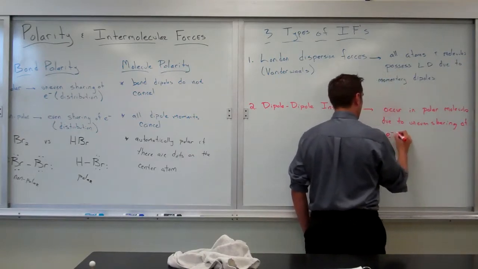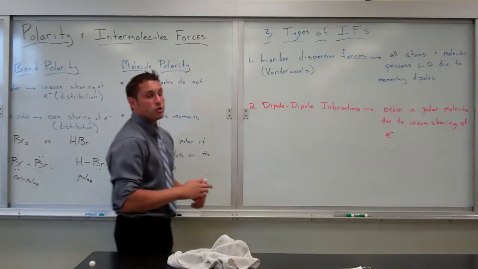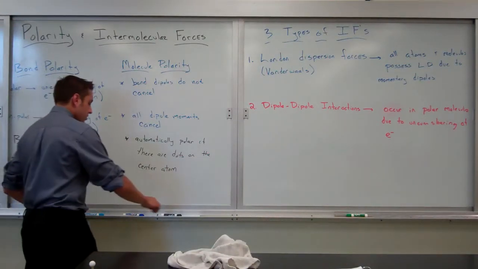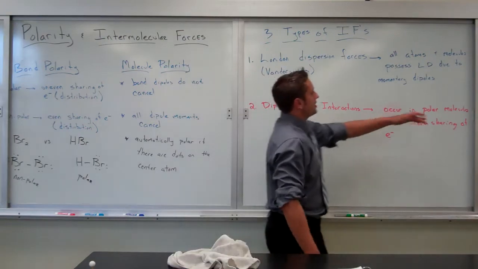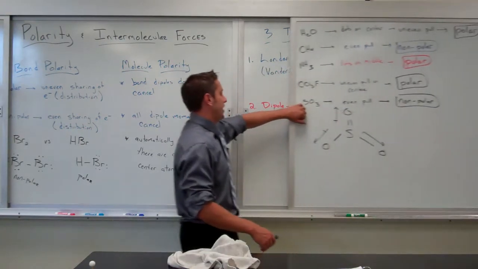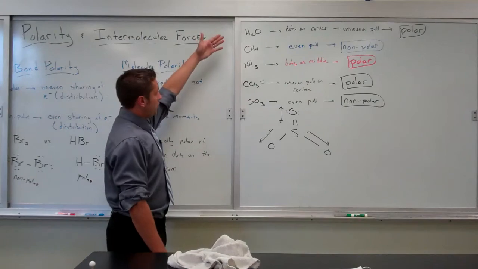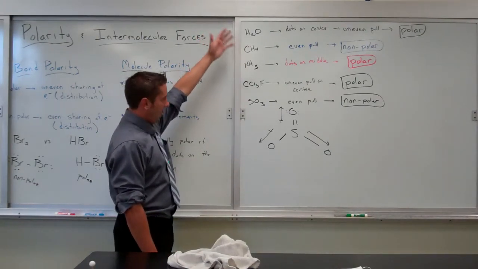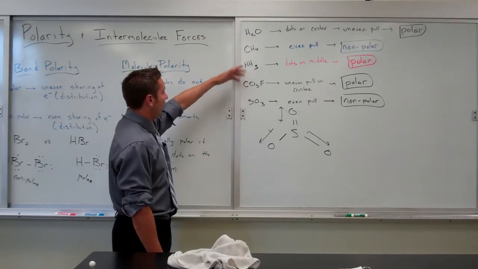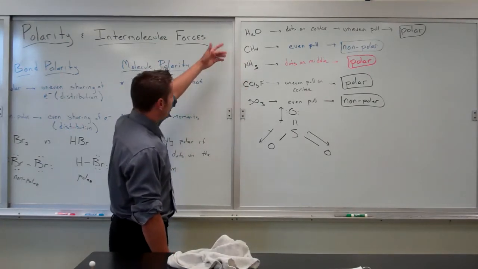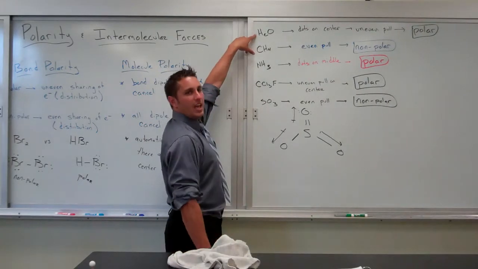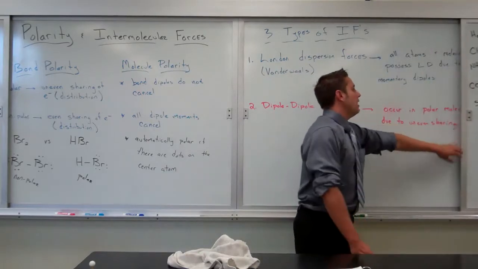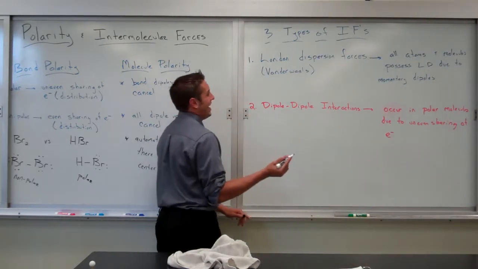of electrons. So if I were to draw for you a dipole-dipole interaction, I would choose something that is polar from the list that we just did. We could do H2O, for instance, or NH3, or CCl3F. I'm going to choose something close to H2O, but a little different, and you'll see why in a second. We're going to take a look at H2S.